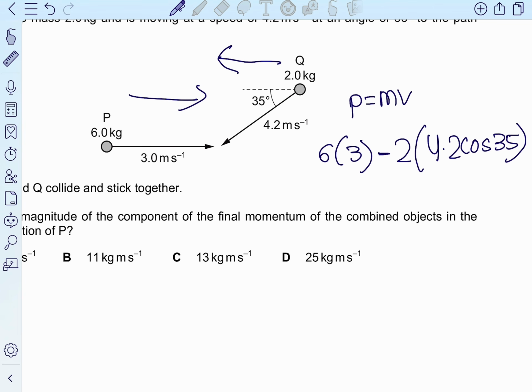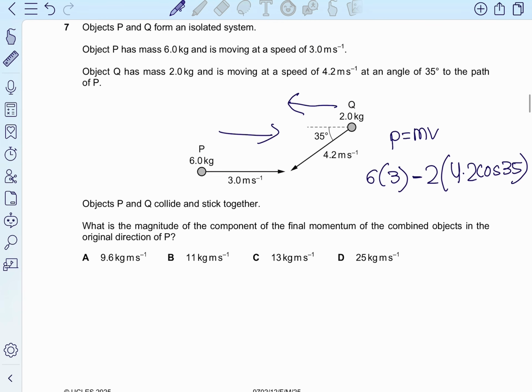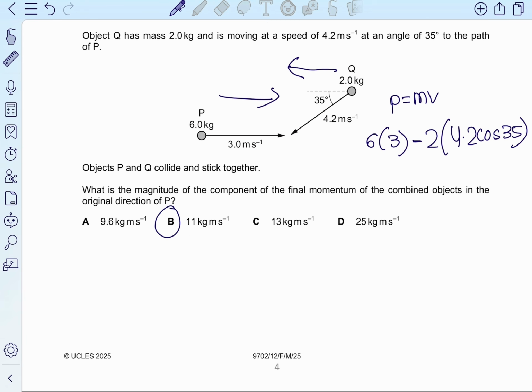When I do this in my calculator, my answer is 11. So therefore the answer for 7 would be B, which is 11 kg meters per second raised to negative 1. Not hard, it's basically the momentum in an opposite direction, so just subtract them to get the final momentum. But make sure of the angle that you have over here.